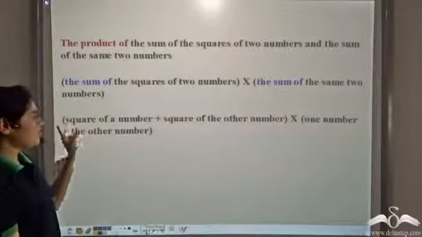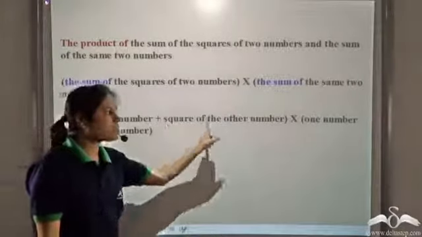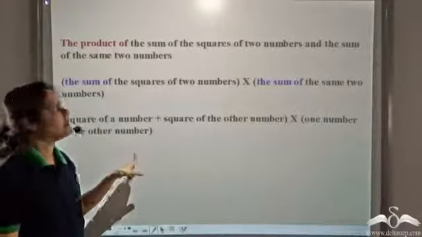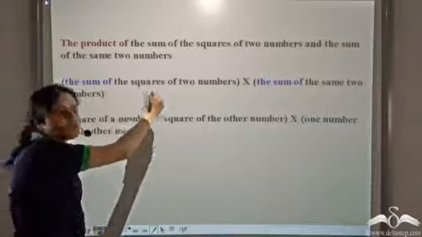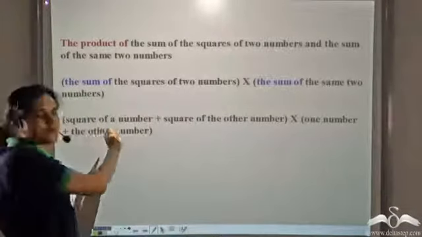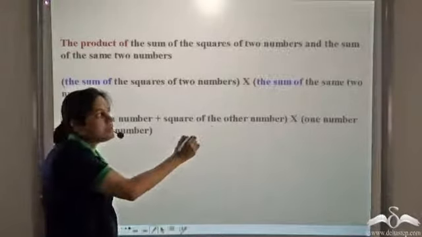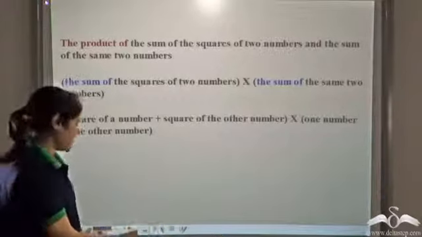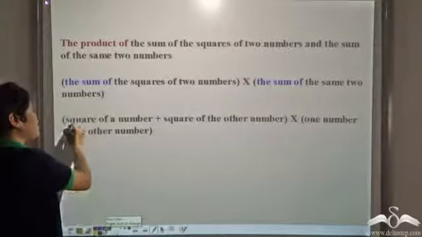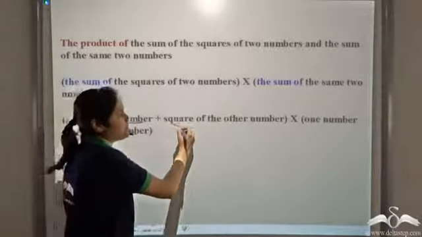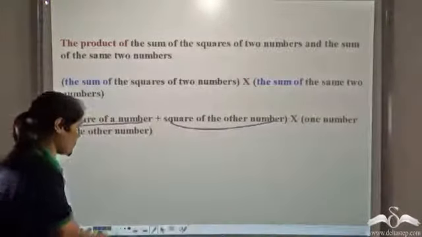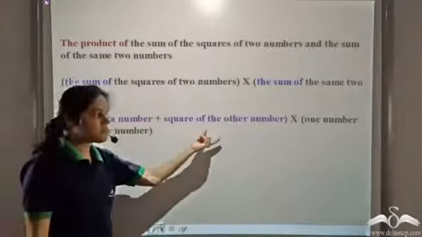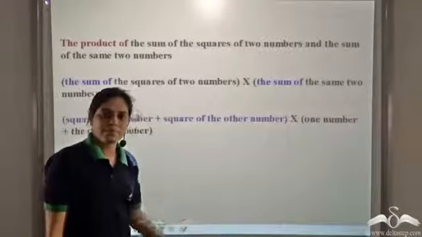So we have square of a number plus square of another number, and one number plus the other number, because it is the sum of squares of two numbers. So, square of one number and square of another number, the sum of one number and the other number. So we write it like this. Now let us consider this part. Square of a number, square of the other number. So we need to find squares now.